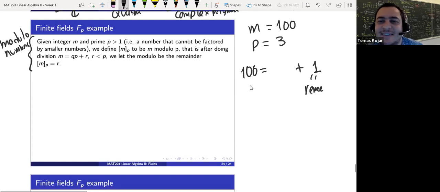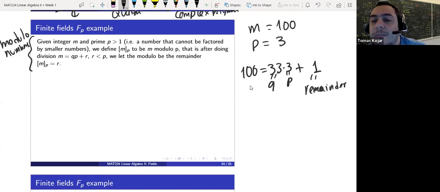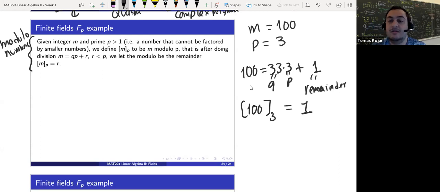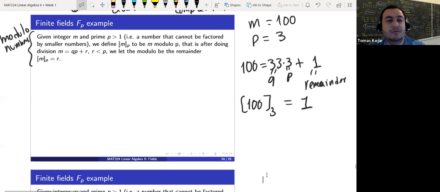So 100 modulo 3 is equal to 1. You find the highest multiple, and whatever you're left with is the modulo number. Hopefully that makes sense. That's how we define modulo numbers.